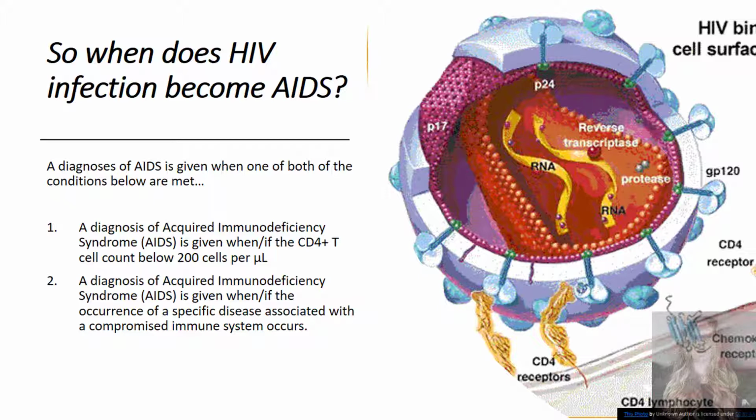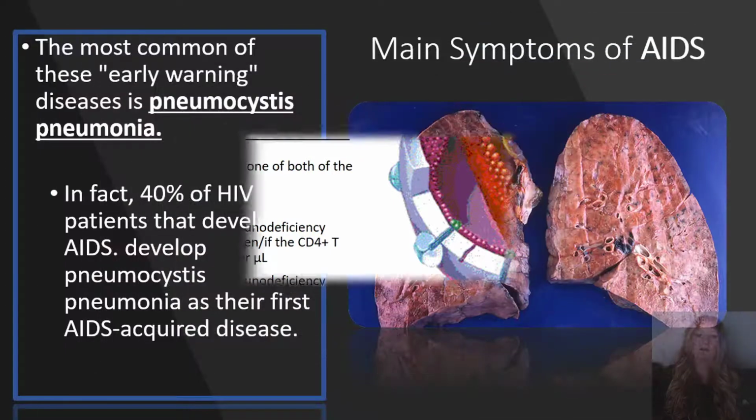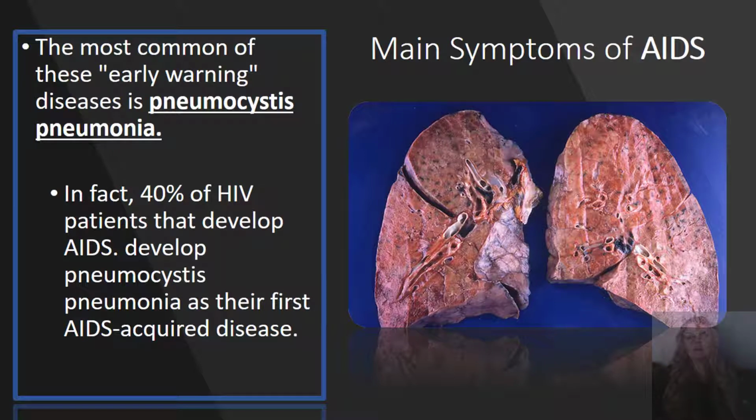Or a diagnosis of acquired immunodeficiency syndrome, or AIDS, can be given if a specific disease that is associated with immunocompromised individuals occurs. The most common of these early warning diseases is pneumocystis pneumonia. In fact, 40% of HIV patients that develop AIDS develop pneumocystis pneumonia as their first AIDS-acquired disease due to immunodeficiency.